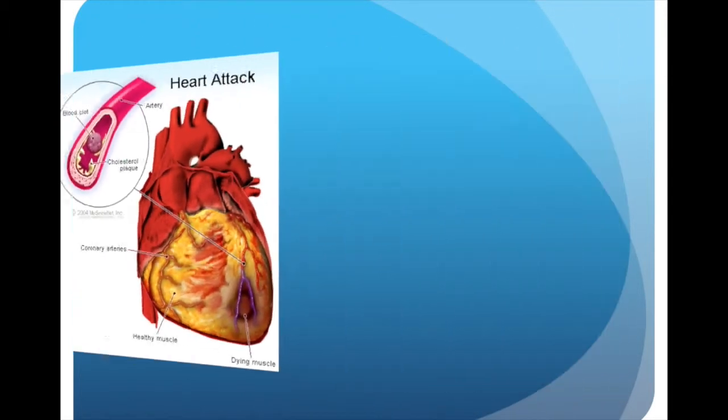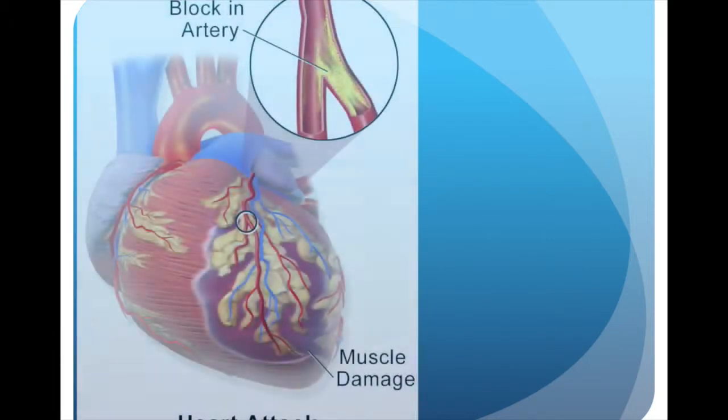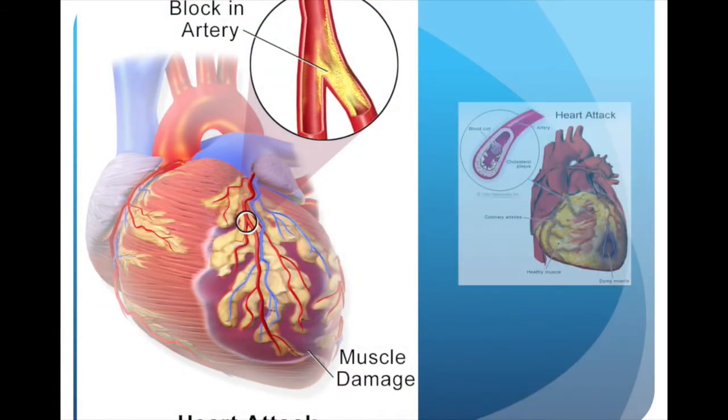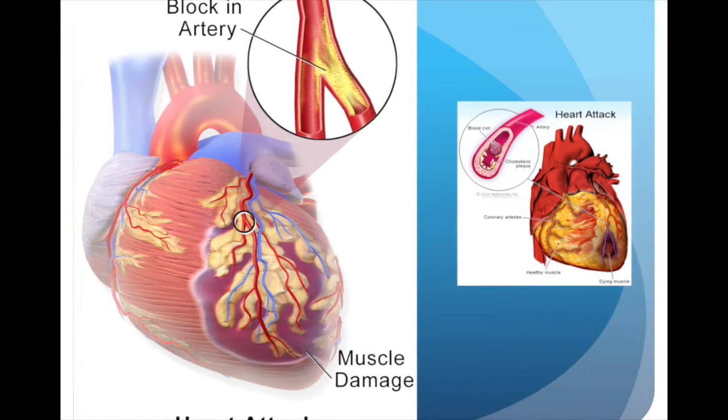The last disease that we will study in this video is heart attack. A heart attack occurs when the coronary artery is obstructed, so a part of the heart is not being provided with blood and oxygen. Finally, it dies. It can be prevented with a healthy diet and regular exercise.